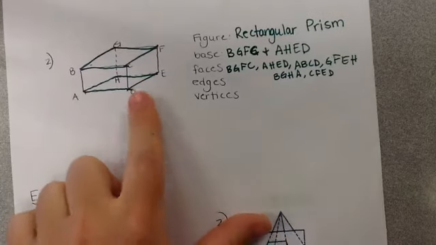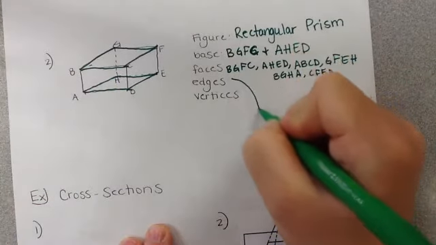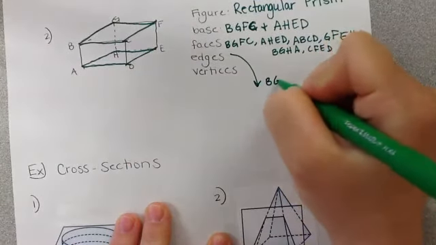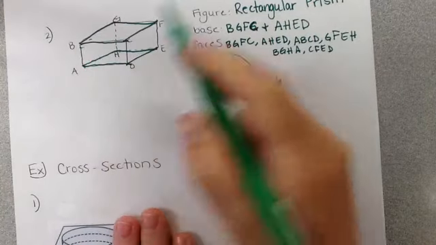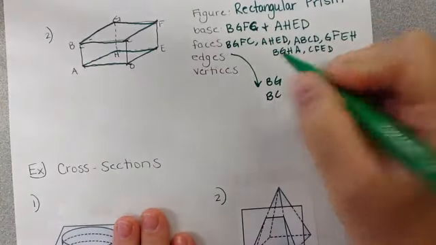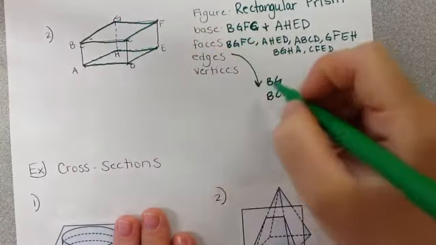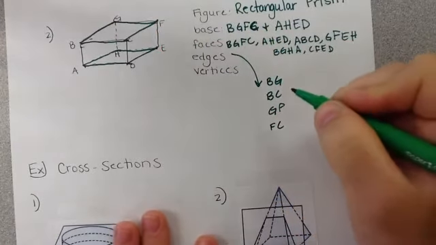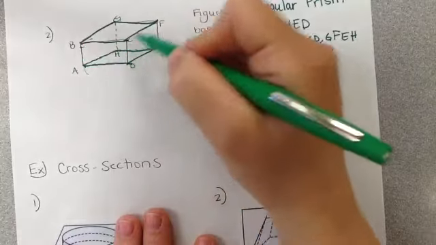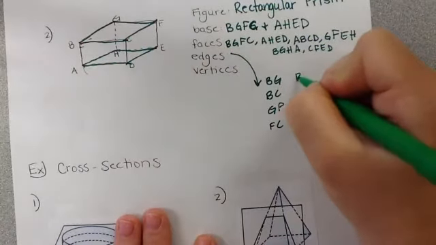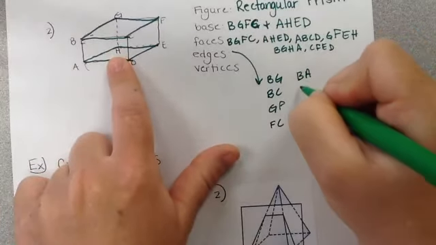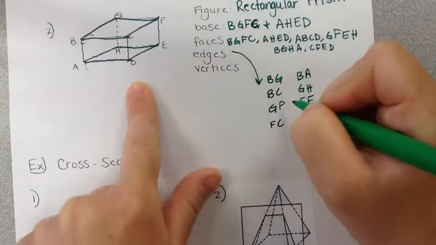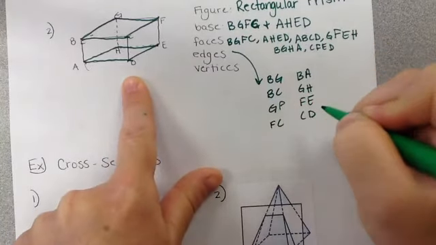The edges now. Remember, edges are a line segment, so there's only 2. I'm going to bring this down here. B, then what? G. I could also go B, C. All right, I'm going to finish the top, G, F, and the other side, F, C. Let's do our ones coming down. There's 4 coming down. B, A. It's the other one coming down in the back. G, H, this side, F, E, and this corner, C, D.